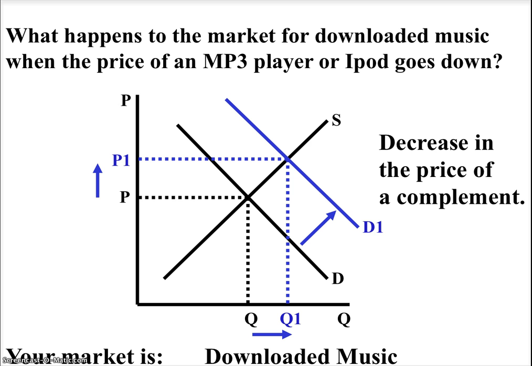So as you can see here, when the price of an MP3 player or iPod went down, the equilibrium price for downloaded music went up. The equilibrium quantity of downloaded music also went up.